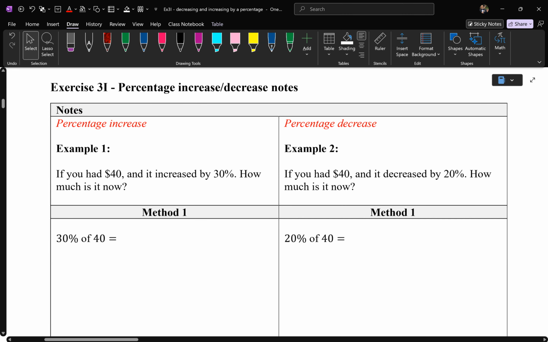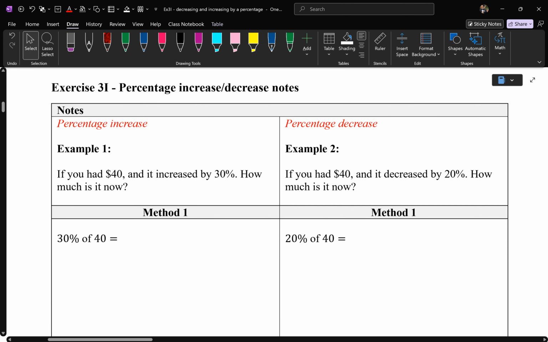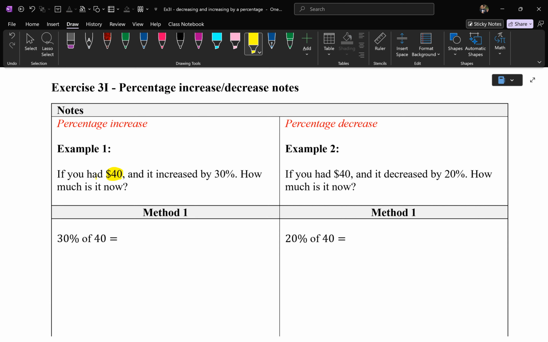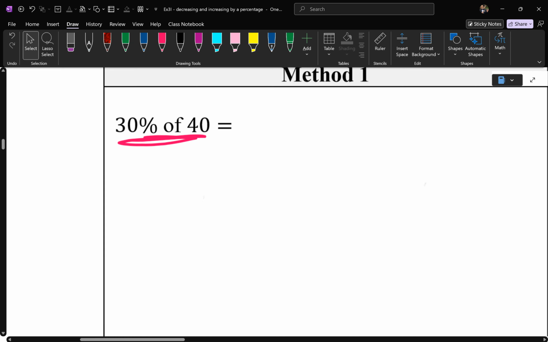Example 1, if you're onto that page now, 3I percentage increase, decrease. So let's say you had $40 and it increases by 30%. How much is it now? So first thing again, you just need to know what is 30% of 40. Now you can use a unitary method.